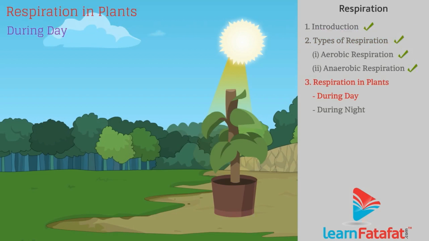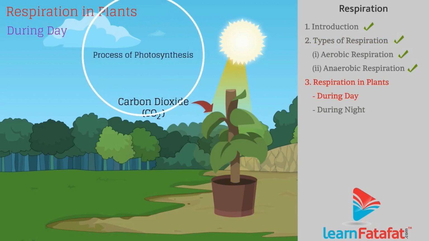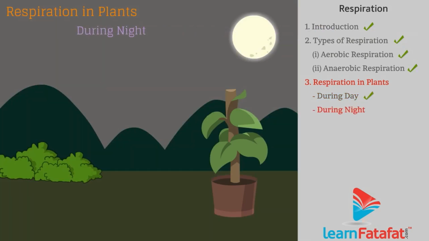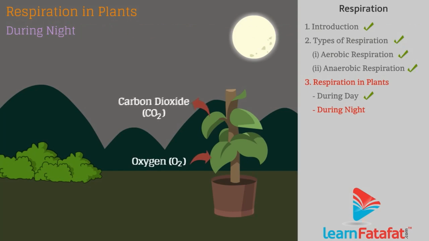Respiration in plants. During day, plants need carbon dioxide for the process of photosynthesis. Hence, they take up CO2 present in air and release O2. During night, plants take up oxygen in very small quantity and release carbon dioxide.